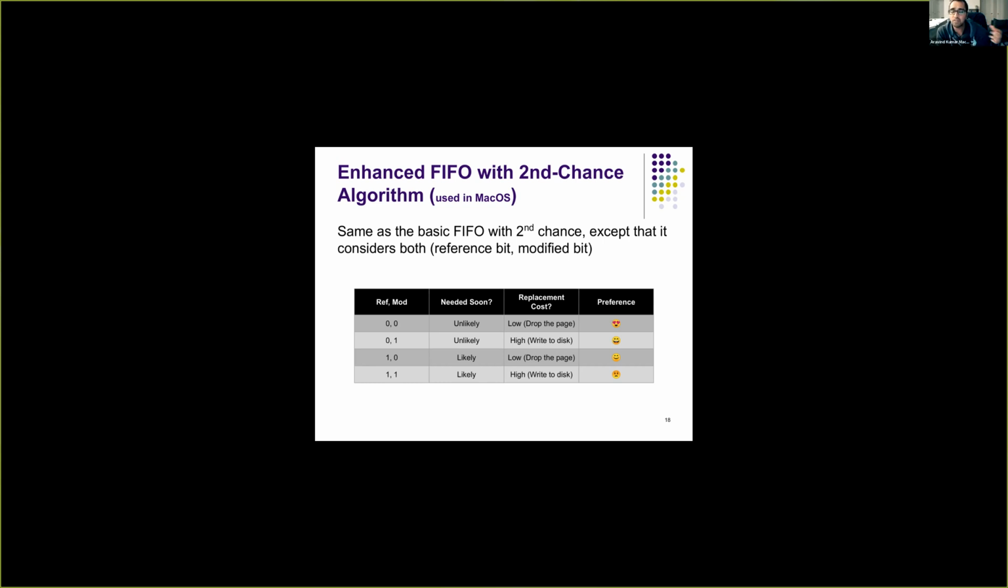However, we give least preference to the page that has both the bits set, which indicates the page will be highly likely to be used and the page has huge cost to be replaced.